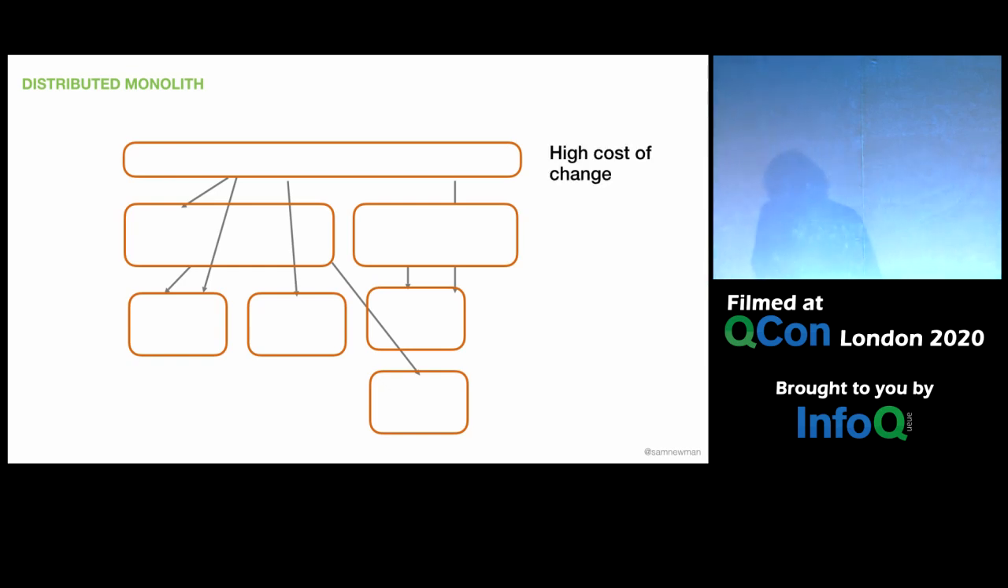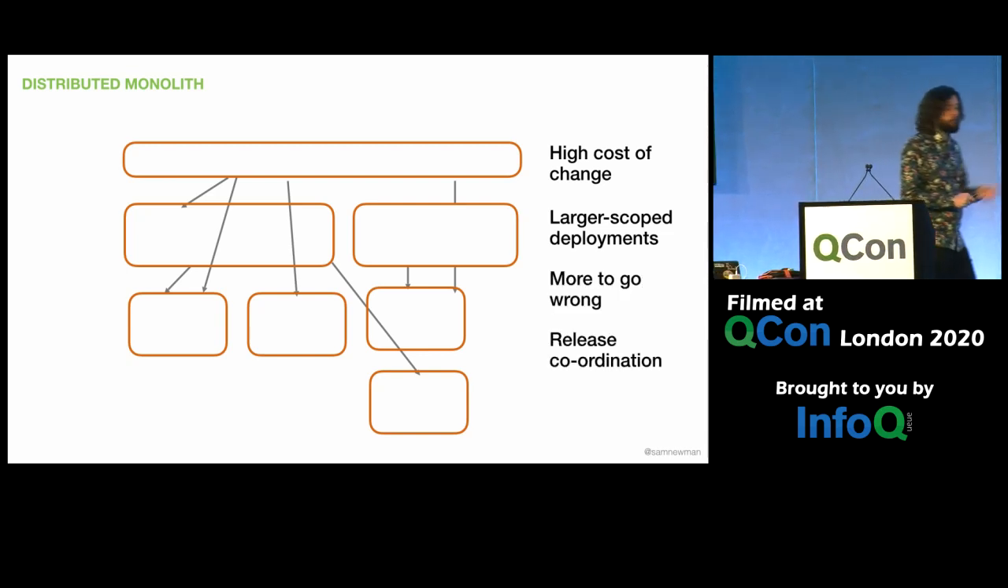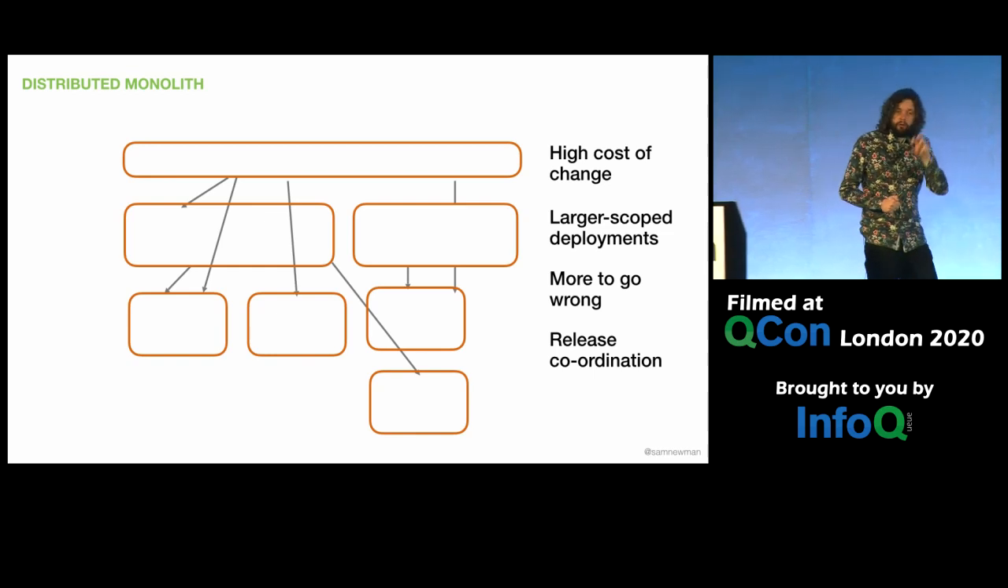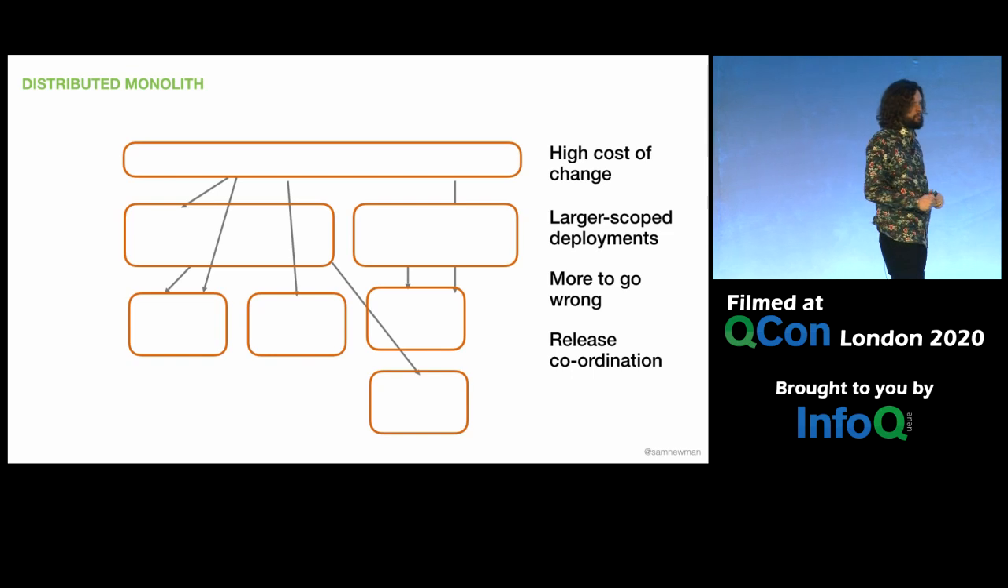We end up with a much higher cost of change, the scopes of deployments are much larger, we have more to go wrong, and we also have this inherent coordination activity, probably not just around the release activity, but also around the general deployment activity.